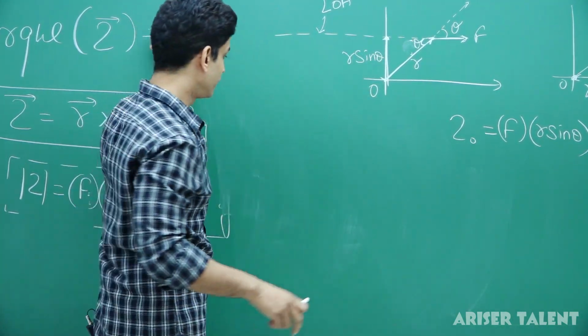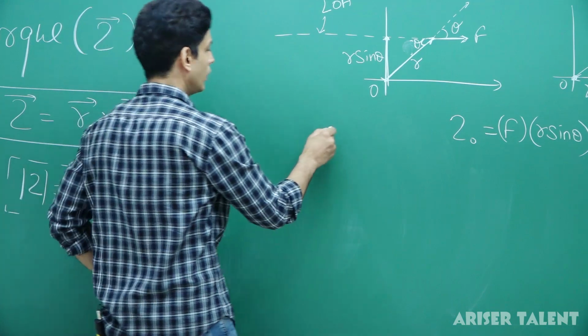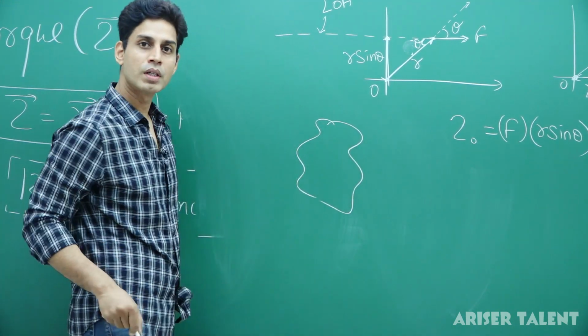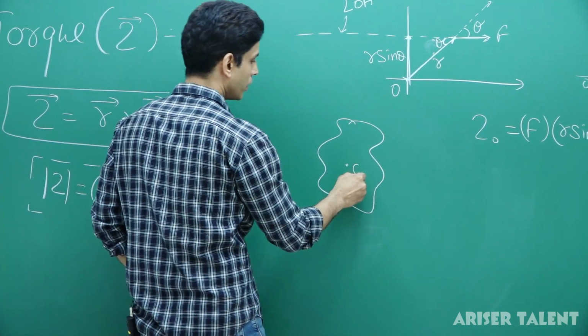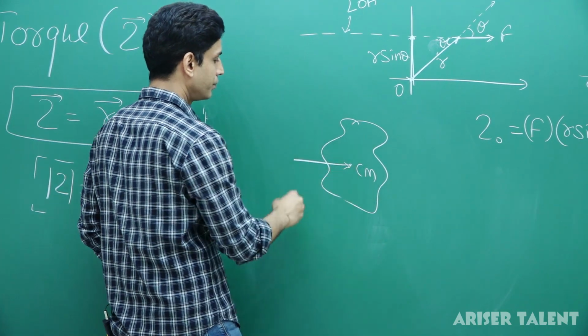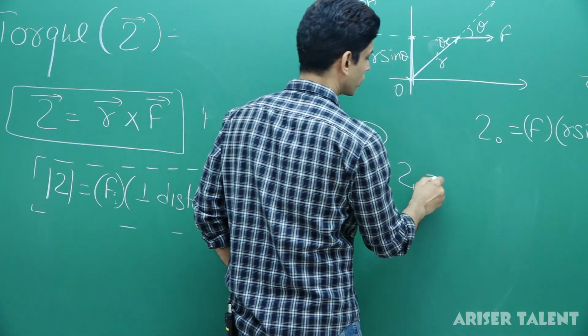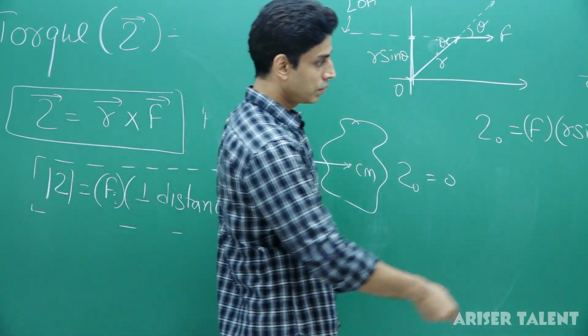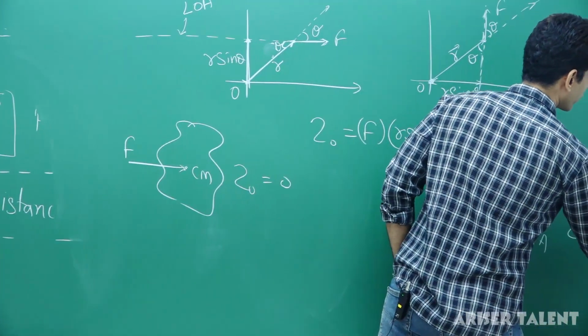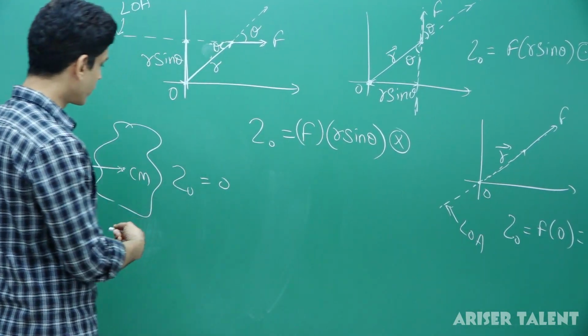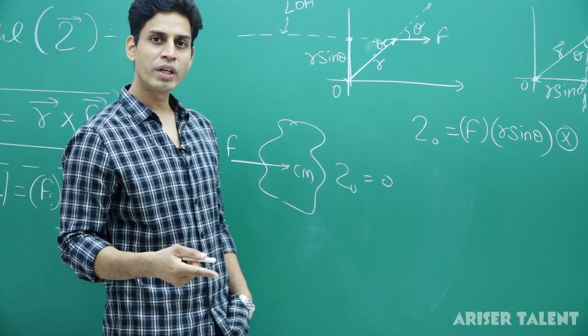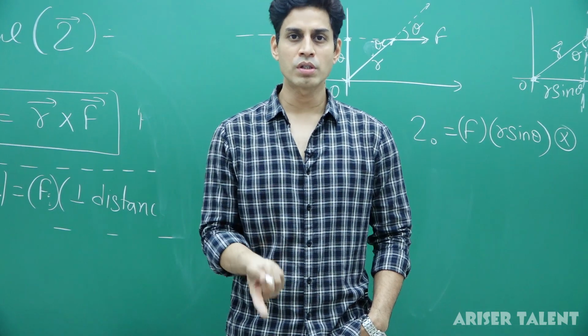One more is any orbit body. There's a center of mass, and if you apply force about this center of mass, then also there will be no torque. Torque will be 0. So as here torque is 0, here also torque will be 0, because actually the body is having a natural tendency to rotate about its center of mass.